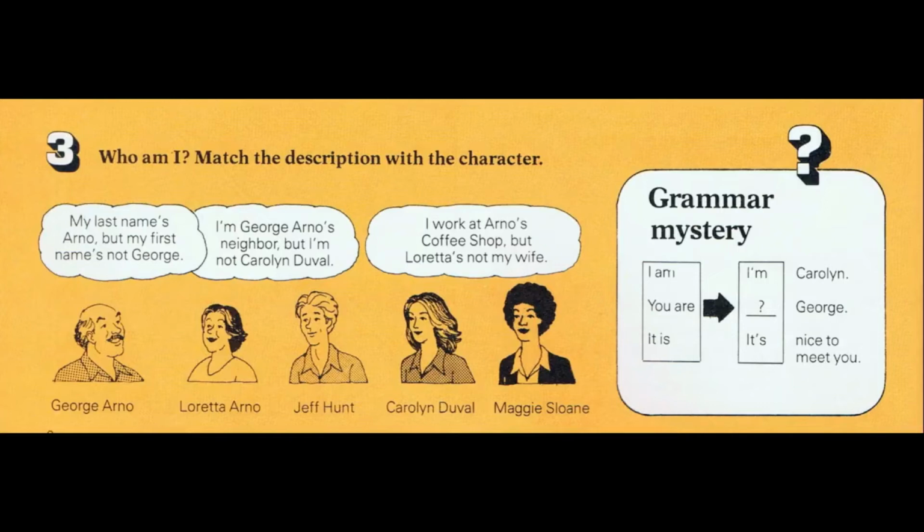So on the right side, there is a box, grammar mystery. Mystery is a secret. We should discover. One word is missing. We should understand what it is. For I am, we have I'm Carolyn. Second part, you are, what should you say in the blank? Your, contraction of you are, the short form of you are. You're George. Then the next one, it is, it's nice to meet you. So that is the grammar.